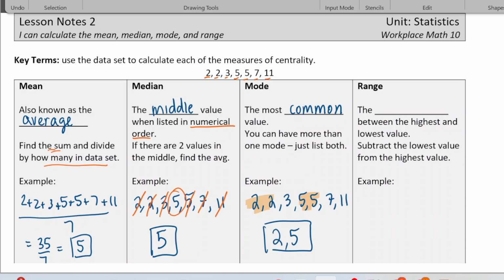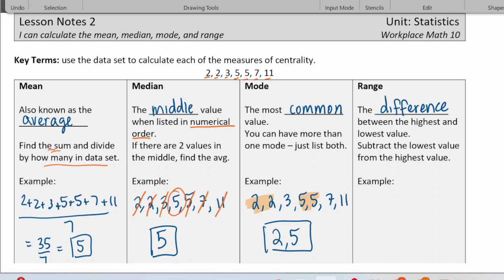Range is kind of how spread apart the data set is. So it's the difference between the highest and lowest values. So the range is important, especially if you care about how close together the numbers are. So you might want to know the range, for example, if you're looking at race times for a track athlete. If they have a really big range, that means they're not very consistent, right? But if they have a very small range of values, that means they're running the same times often, so they're more consistent, right?